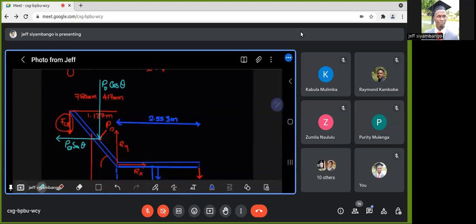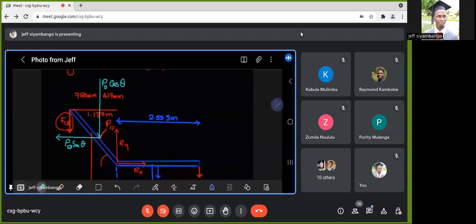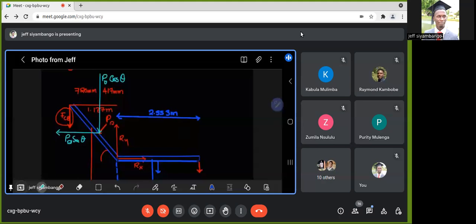So it implies that I can now get the forces in the x and the forces in the y. Is that okay?